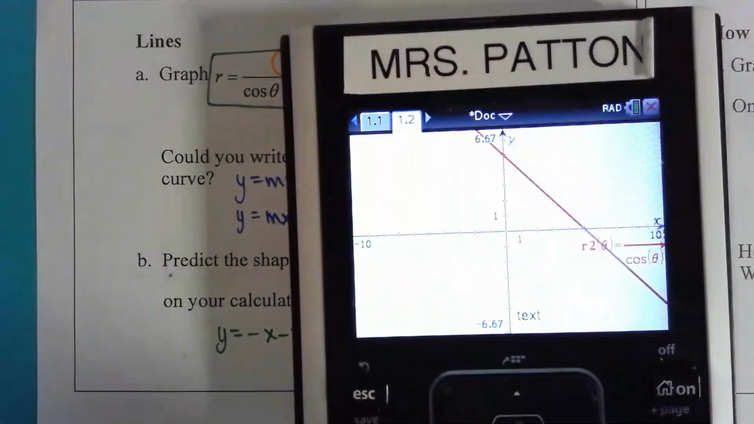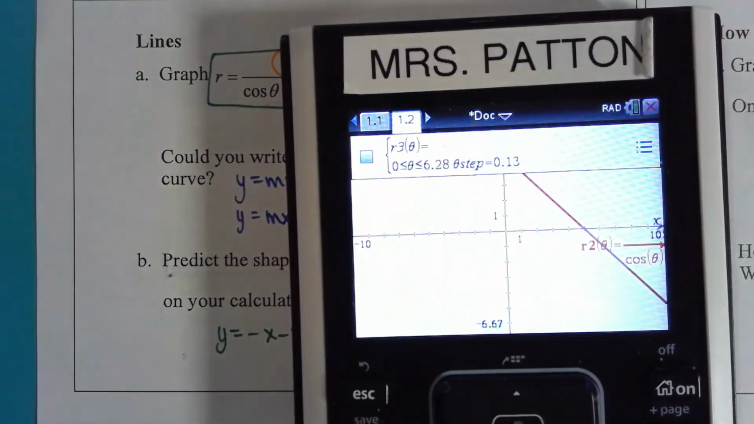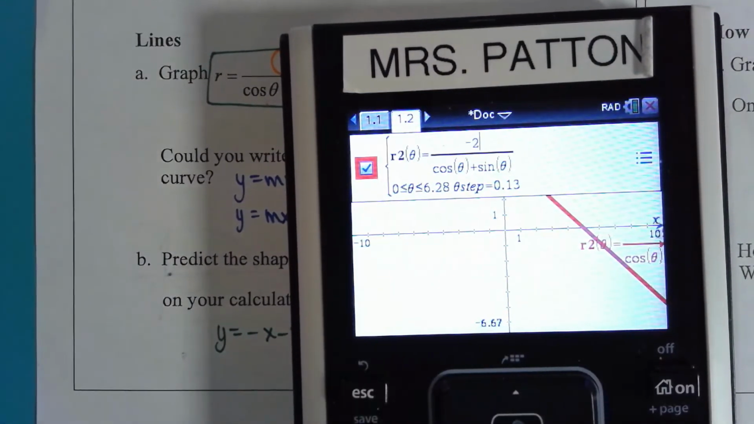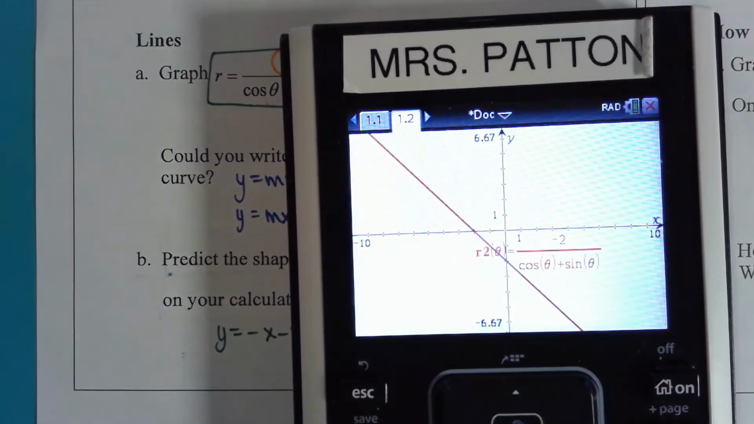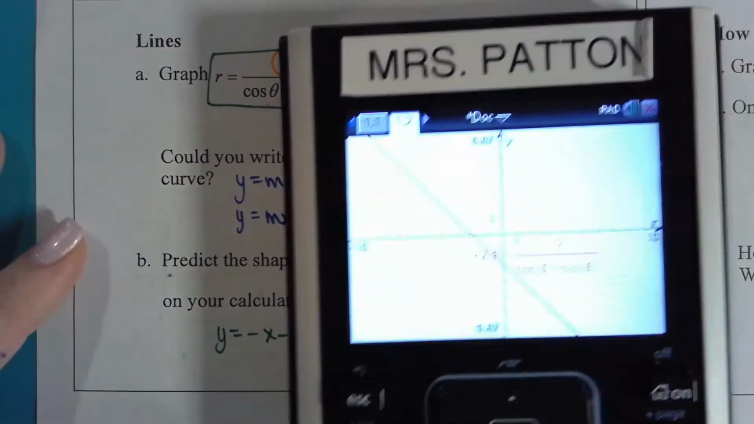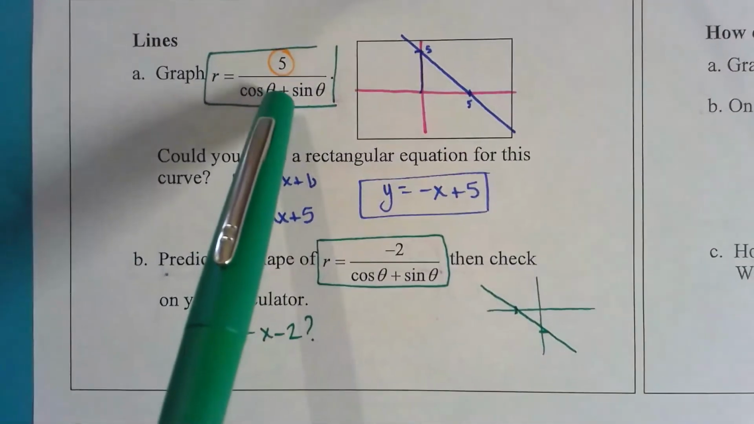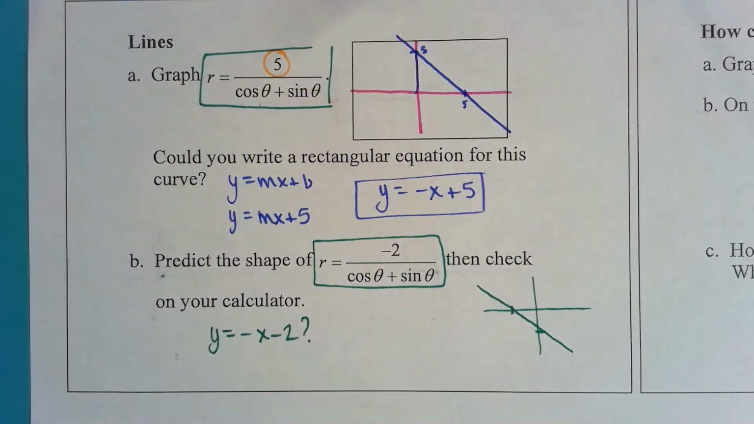How do we check that? Well, we go to our calculator. I'm going to hit tab and just go up here and change that 5 to a -2. And it's exactly what we predicted. Okay? Good. So we talked about a lot of different shapes. Notice we ended with lines because it's not like we could have predicted that this was a line until we saw it on the calculator.